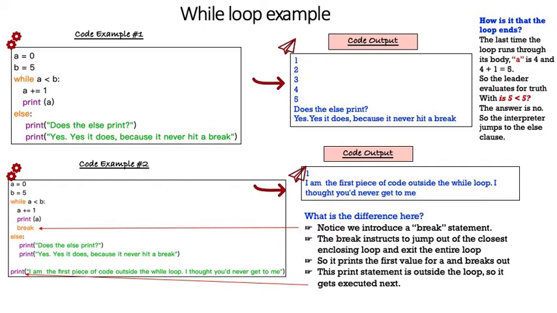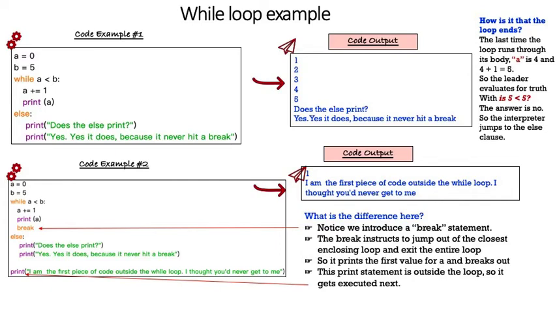So the header evaluates for truth with, is 5 less than 5? The answer is no. So the interpreter jumps to the else clause at that point, and then we get the, does the else print? Yes, it does, because it never hit a break. Those two print statements print out. That's how that works. Now let's look at code number 2.